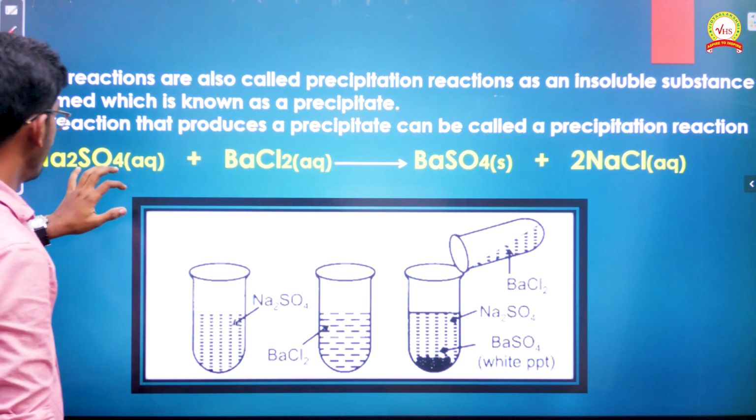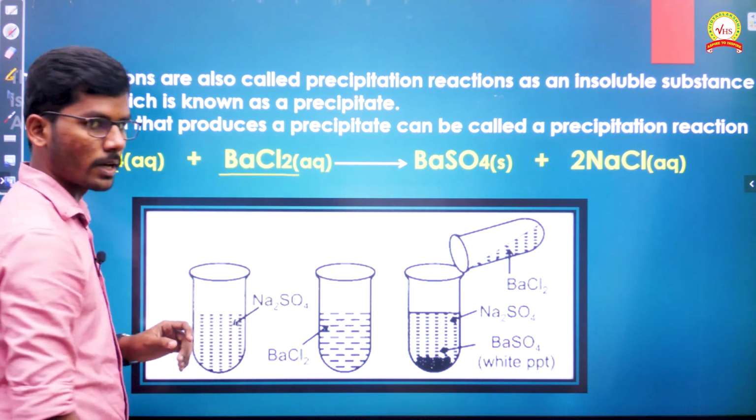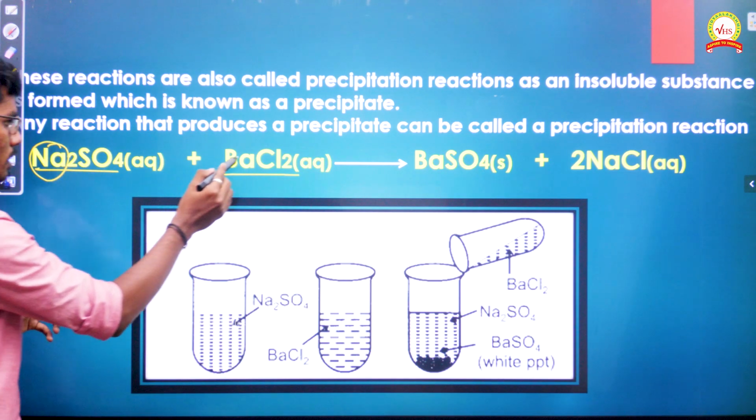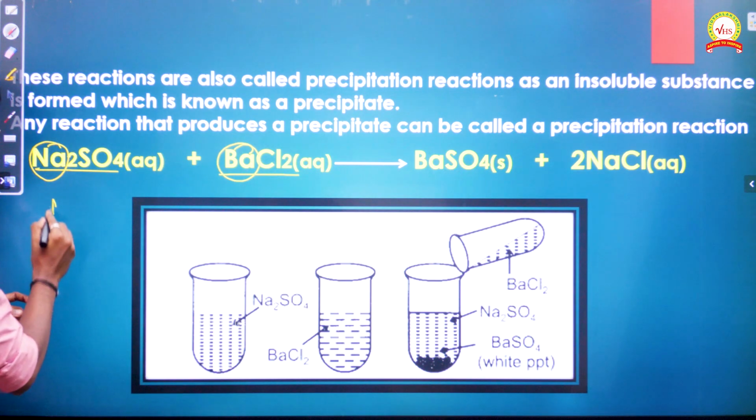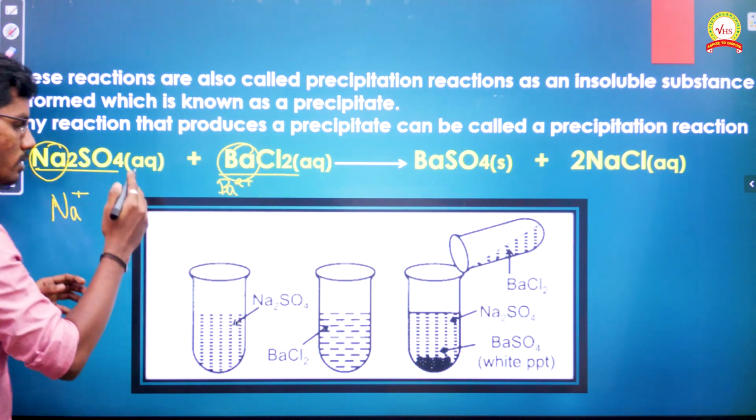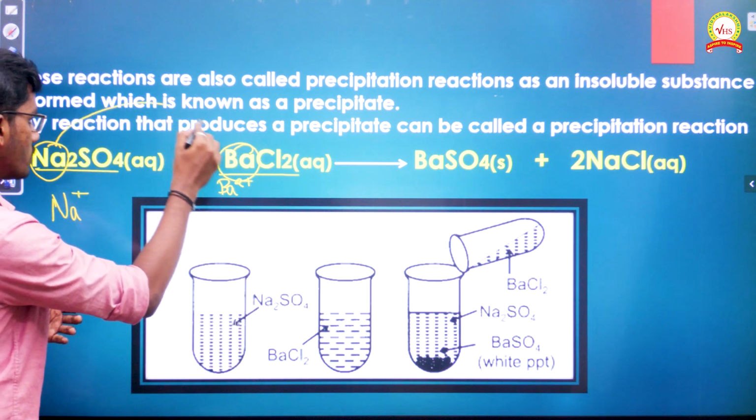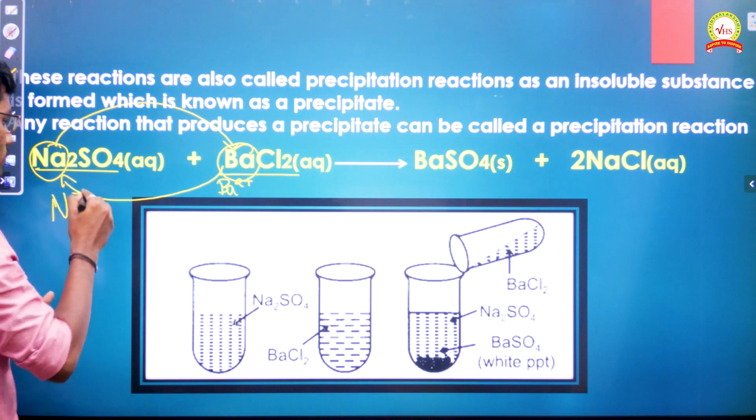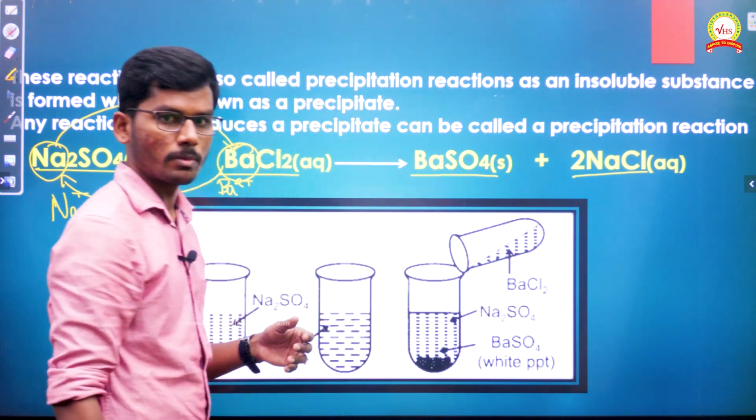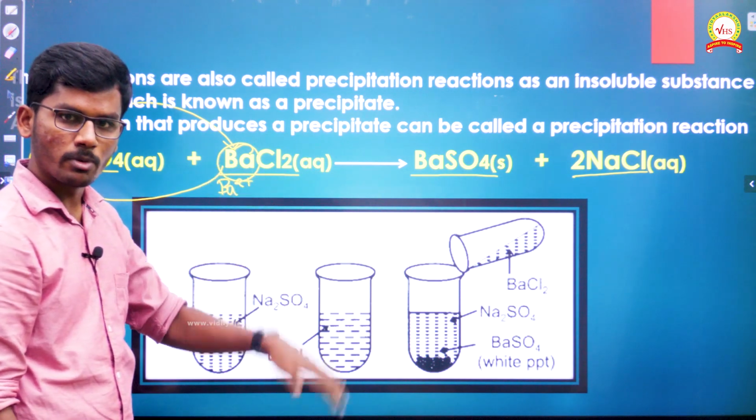You see here, sodium sulfate is one of the reactants, and then barium chloride. Sodium sulfate is reacting with barium chloride. Here, sodium and barium are both metals; sodium will form Na+ ion and barium will form Ba2+ ion. These two ions are getting displaced in their respective solutions. So see what happens: sodium displaces barium and barium comes into the position of sodium. So it forms barium sulfate plus sodium chloride. Since two ions are being displaced here, this reaction is called a double displacement reaction.